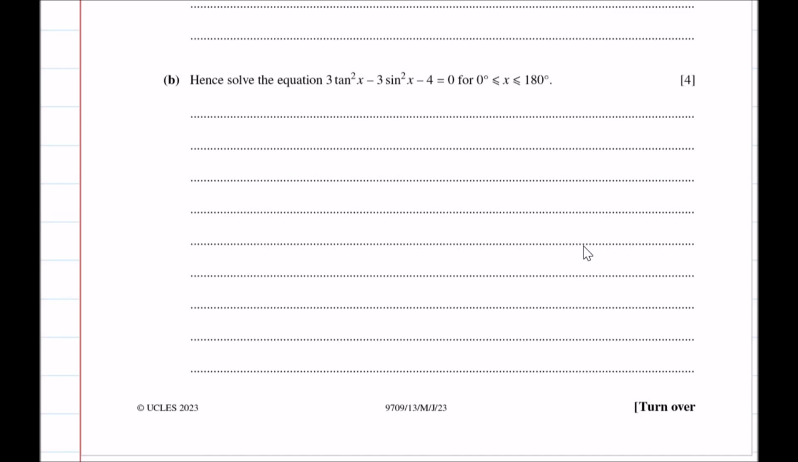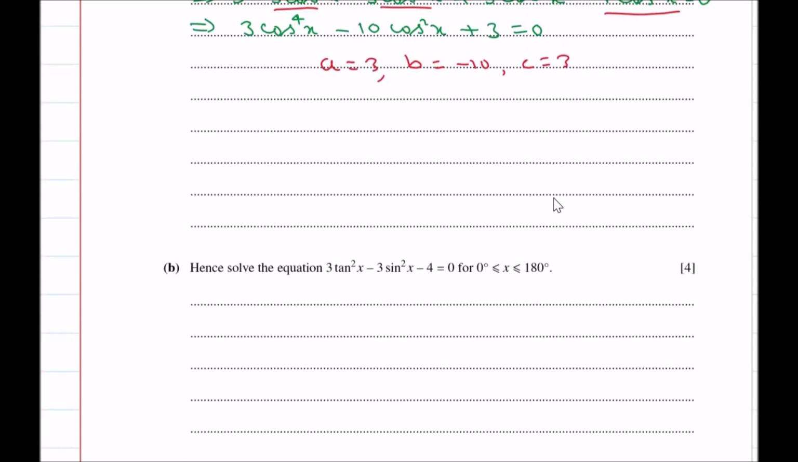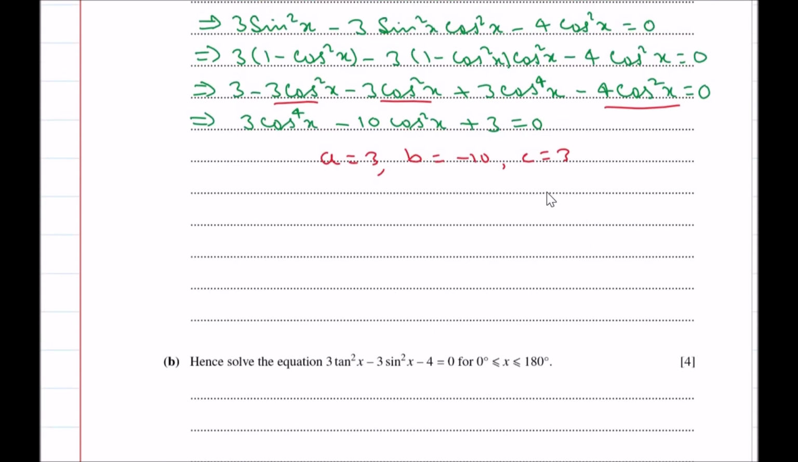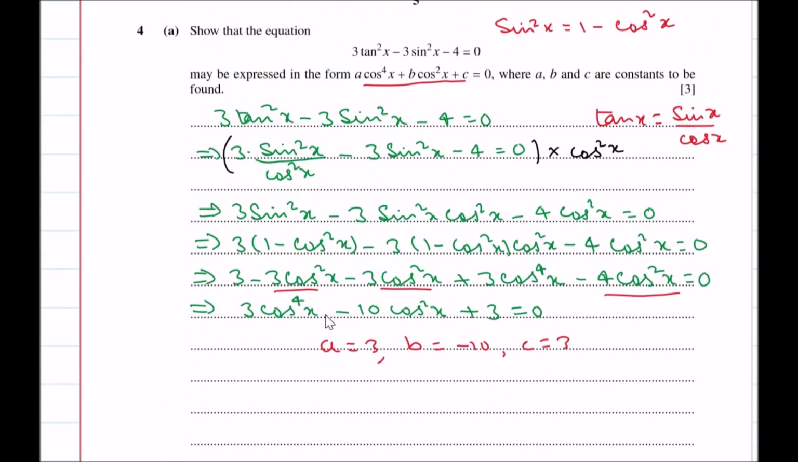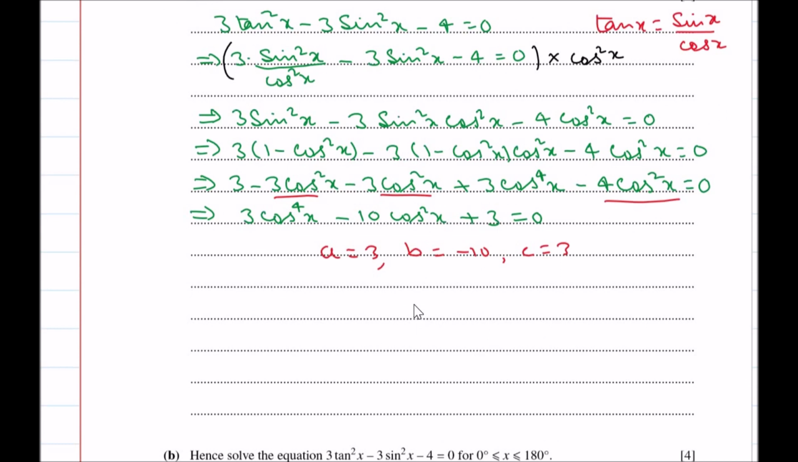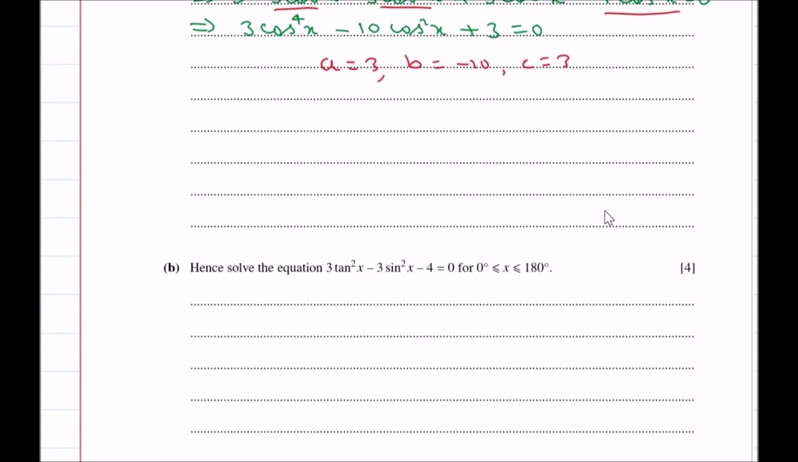Hence solve the equation 3 tan square x minus 3 sin square x minus 4 equal to 0. So we have to solve this equation. It says hence, that means the answer we got in the first part, that we have to use. So this quadratic we have to take. So let me write it here.